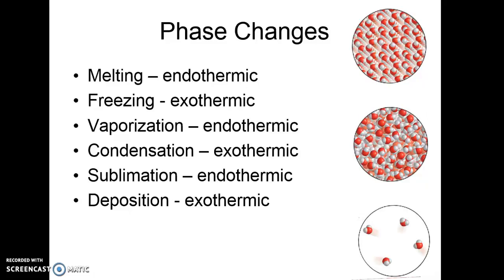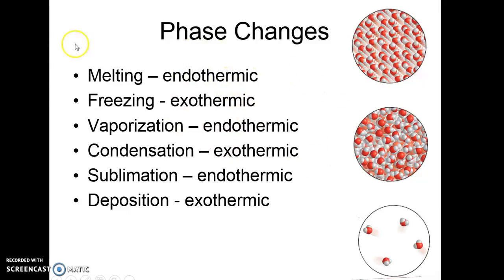That's endothermic. In condensation, we go from gas to liquid. You've got to take energy out in order for it to condense. Exothermic. Sublimation is a solid going directly to a gas because it speeds up the energy of the molecules. That's endothermic. Deposition is when a gas turns to a solid. You have to take energy out to make it do that, so it's exothermic.